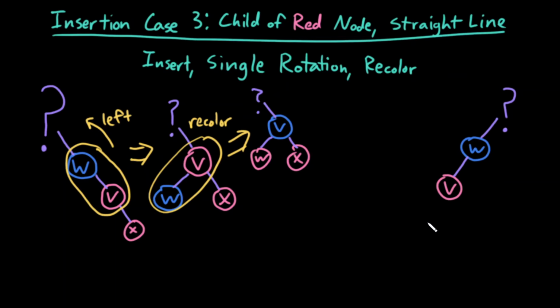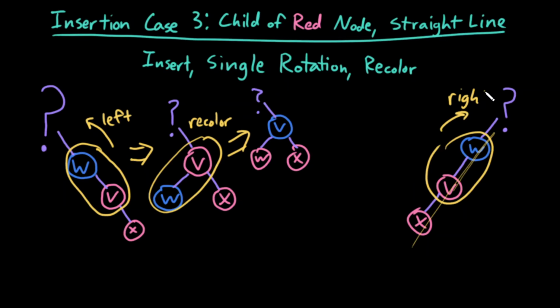I've been using purple. There we go. Let's say I inserted a new node that becomes the left child of V. Again, I have a straight line between my new node, its parent, and its grandparent, and I'm not allowed to have a red node with a red child. So I do an AVL rotation on my grandparent and parent. This time I'll do a right rotation.